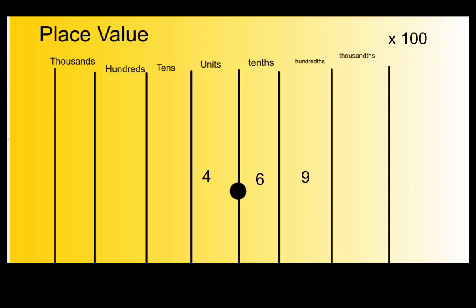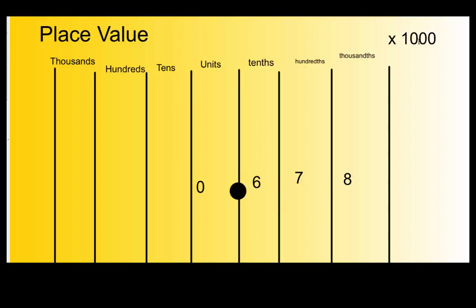Okay, what you should have done was move the 4 up twice, so the 4 goes like that, 1, 2, the 6 goes 1, 2, the 9 goes 1, 2, and your answer should have been 469. Here's the last one for this section you're going to do by yourself.